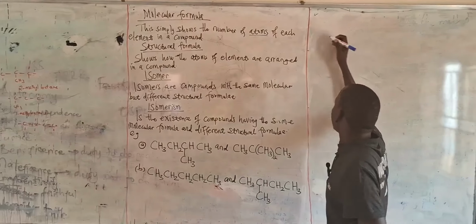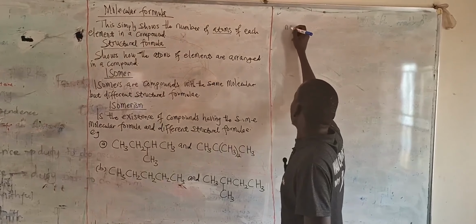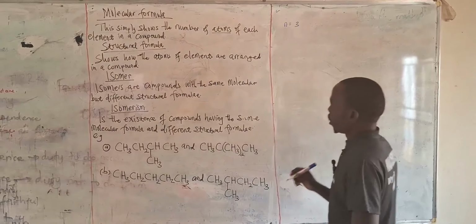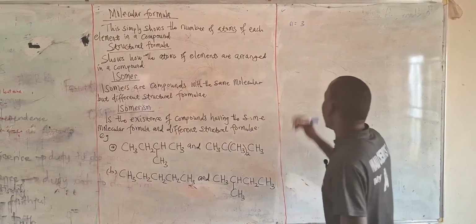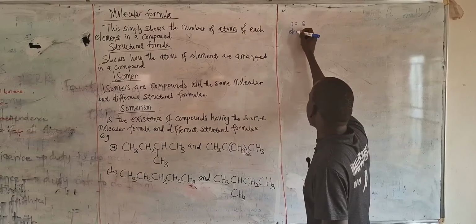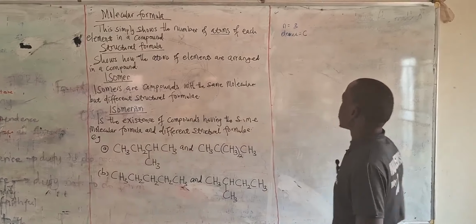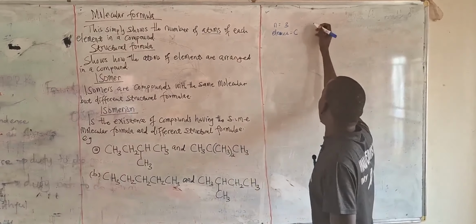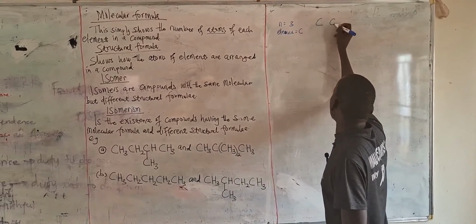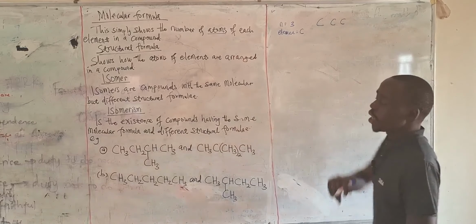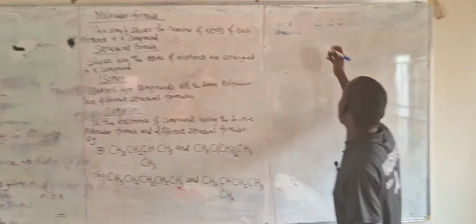Let's say n is equal to 3. Then that element, let's say that element is carbon. So that means I'll have how many carbons? I'll have 3. So 1, 2, 3. So let's relate it to the alkanes we're teaching. We shall say we have single bonds here.